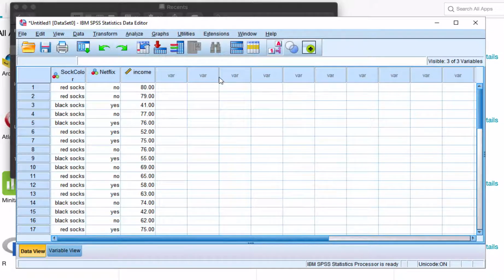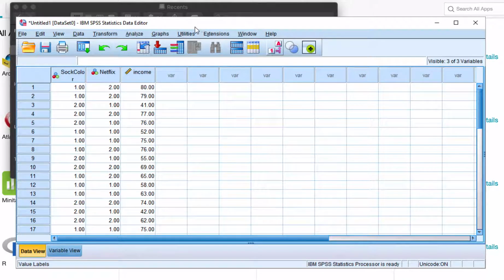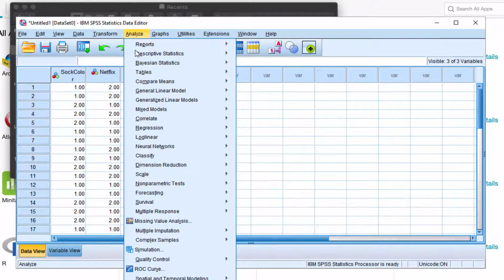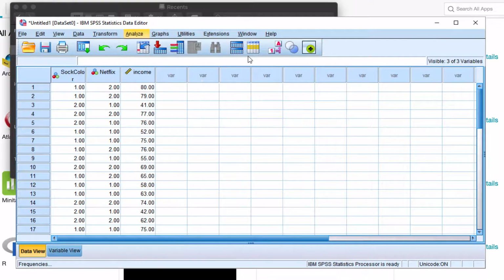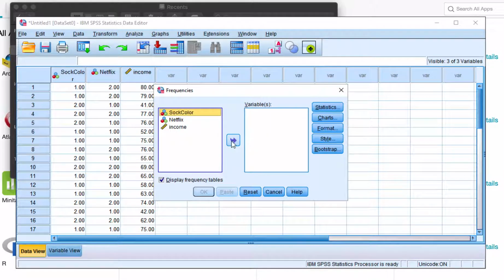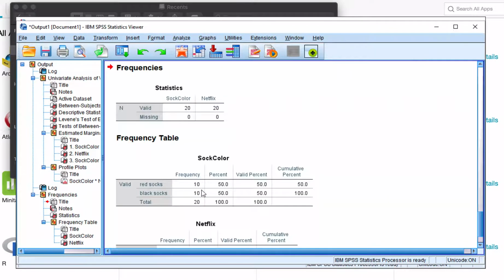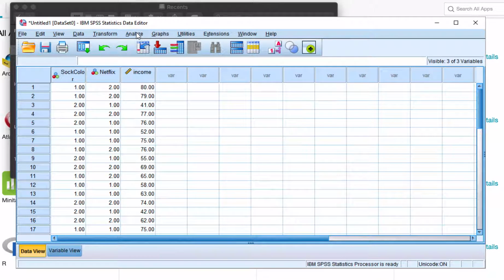Now, if you recall, if you watched the other video that I did, I explained that you can go to Analyze, and you can go to Descriptives and Frequencies. And let's say we wanted to check the frequencies of the sock color and the Netflix to make sure that we had those groupings correct. We can go ahead and check it out here. We have sock color and Netflix. There's equal groupings. We can further look at those statistics if we want to and break it down.